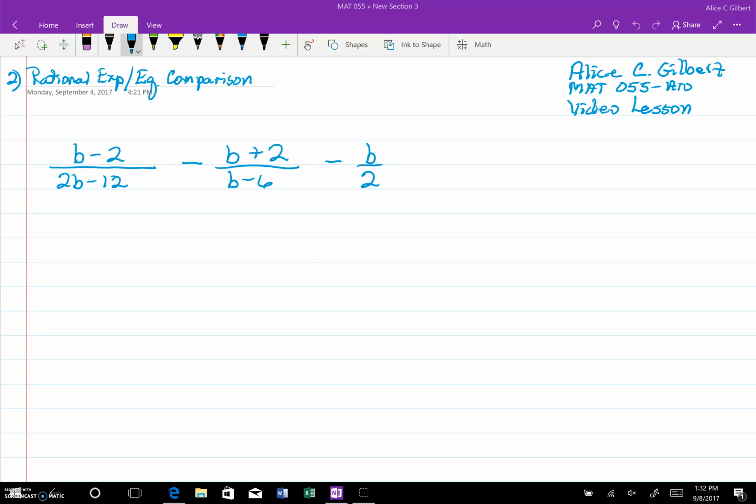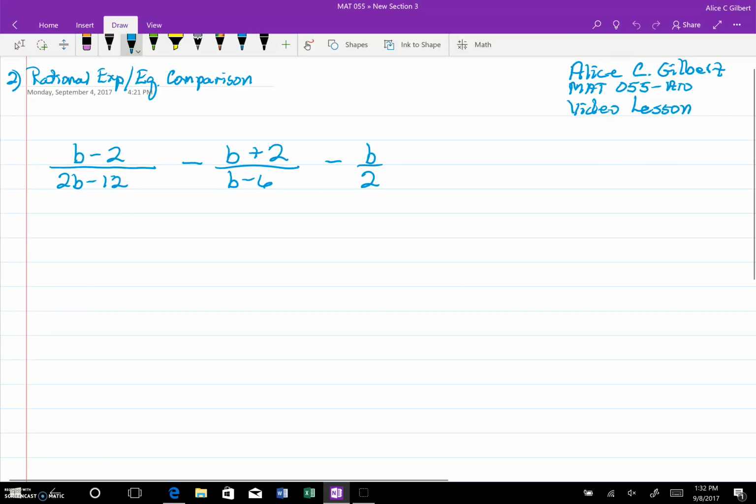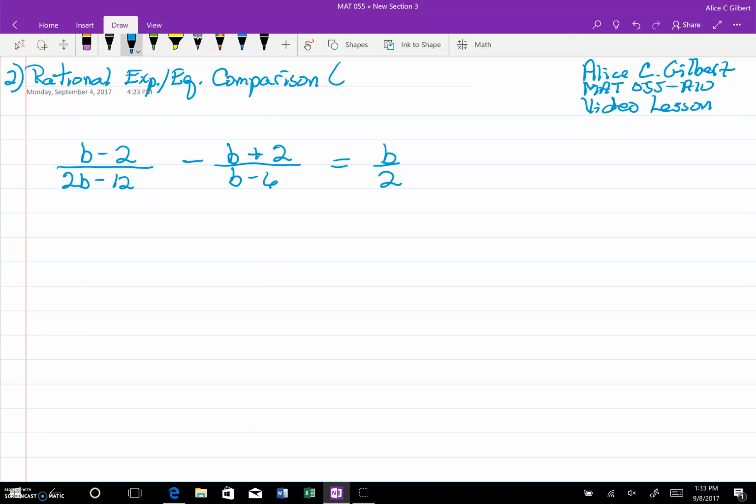So look at this one. Take a second, tell me if it's an expression or an equation. Okay, now look at this one. Is this an expression or an equation? Okay. So I hope with this one you said it was an expression because it does not have an equal sign. And this one, I hope you said it was an equation because it does have an equal sign.